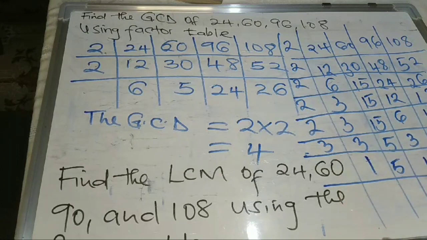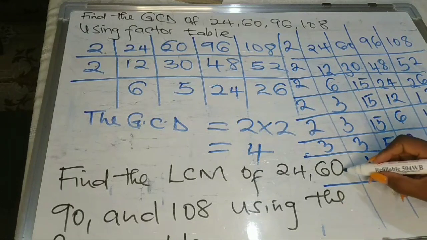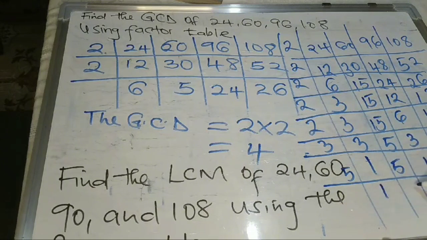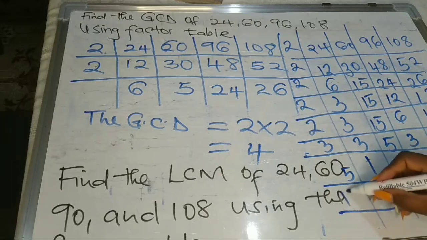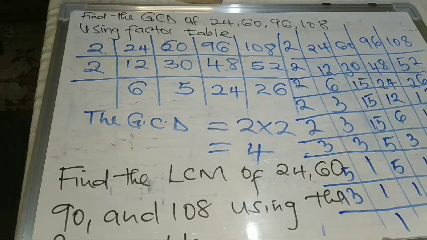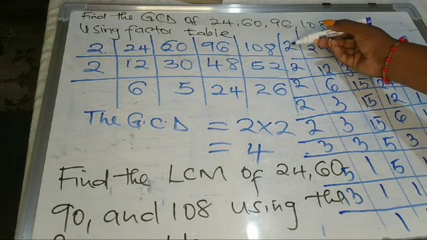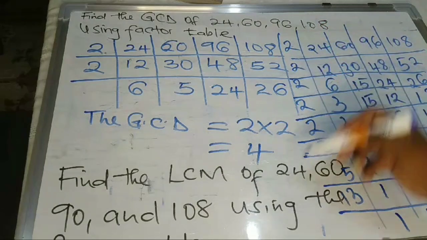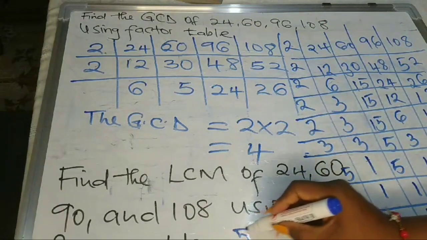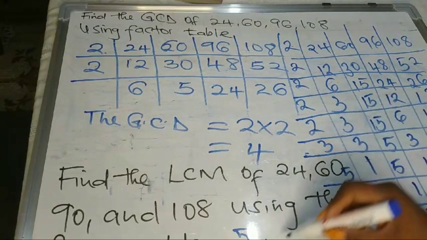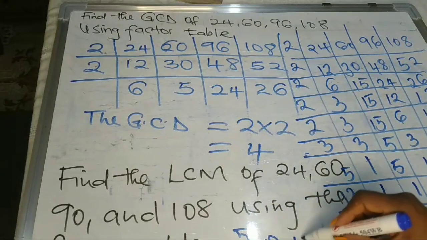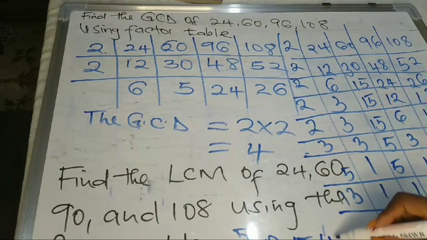Then the next is 5, giving 1, 1, 1, 13. Then finally we have 13 itself, so that it will be 1, 1, 1, 1. So our LCM is going to be equal to these 2, how many times? 1, 2, 3, 4, 5. 2 power 5 multiplied by 3 multiplied by 5 multiplied by 13.